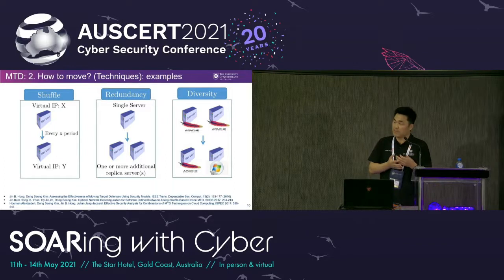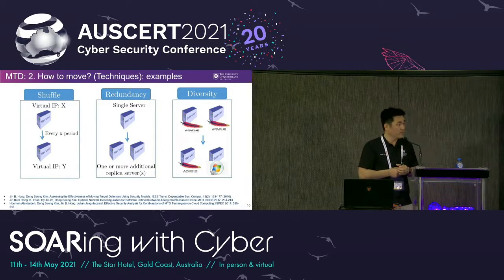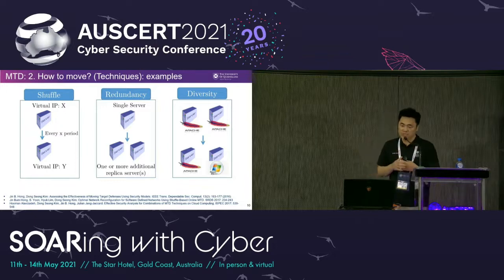So redundancy can be combined with the other techniques. Also, this redundancy can be combined with the shuffle as well. So each server may have a different virtual IP address allocated rather than having the same IP address. And the last one is diversity.